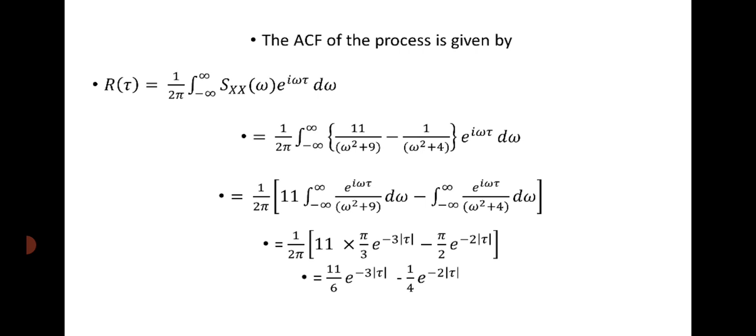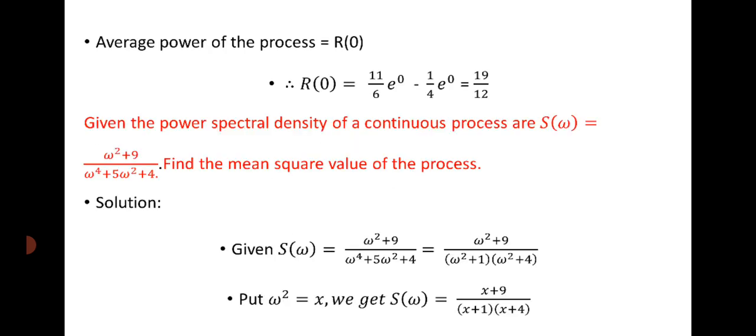Here we just substitute tau equal to 0. Therefore, we'll get average power. Therefore, 11 by 6 into e power 0 minus 1 by 4 into e power 0. E power 0 value is 1. Therefore, if we simplify 11 by 6 minus 1 by 4, we'll get the answer as 19 by 12.